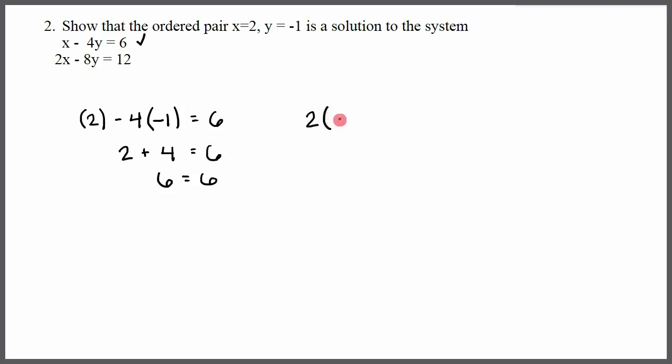We get 2 times 2 minus 8 times negative 1, and this should equal 12. Simplifying once again, we get 4 plus 8, and we see that that equals 12. So we know our solution is a solution to both equations.